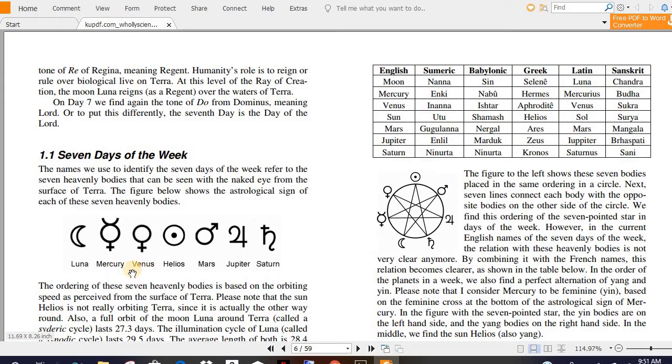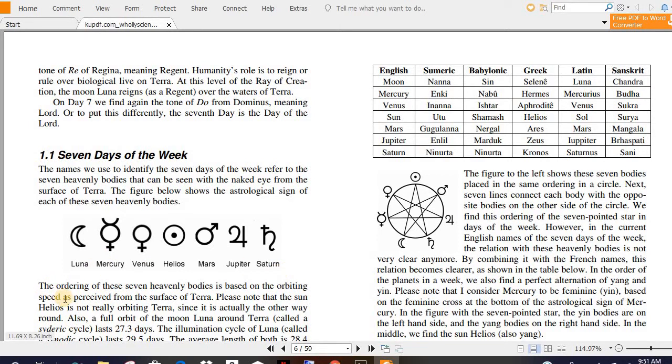Luna, Mercury. This is me right here. Sunday, Monday. Mostly Monday. Sometimes Sunday, but mostly Monday. Venus, Helios, Mars, Jupiter, Saturn. Saturday, Friday, Thursday, Wednesday, Tuesday, Monday, Sunday. See?